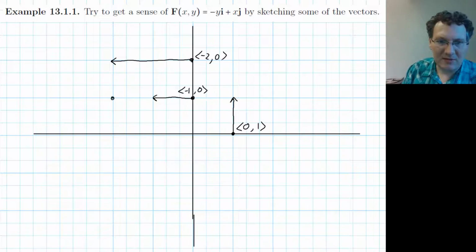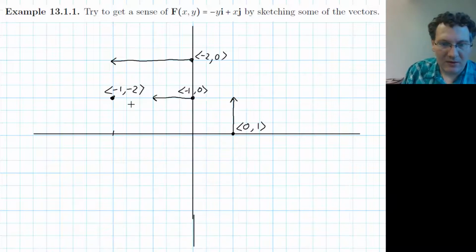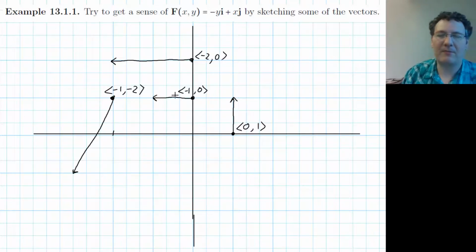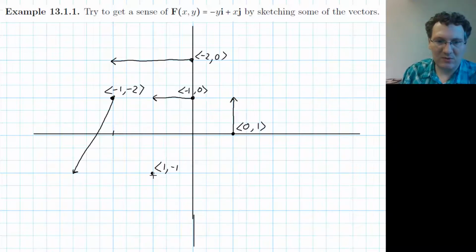Let's take the vector that's at the point (-2, 1). The vector coming out of that is going to be (-1, -2). And so that's going to be 1 across and then 2 down. It would go down to this point here. And so what you're going to see at these points, at the point (-1, 1), the vector is going to be (1, -1). So it's going to be this vector here.